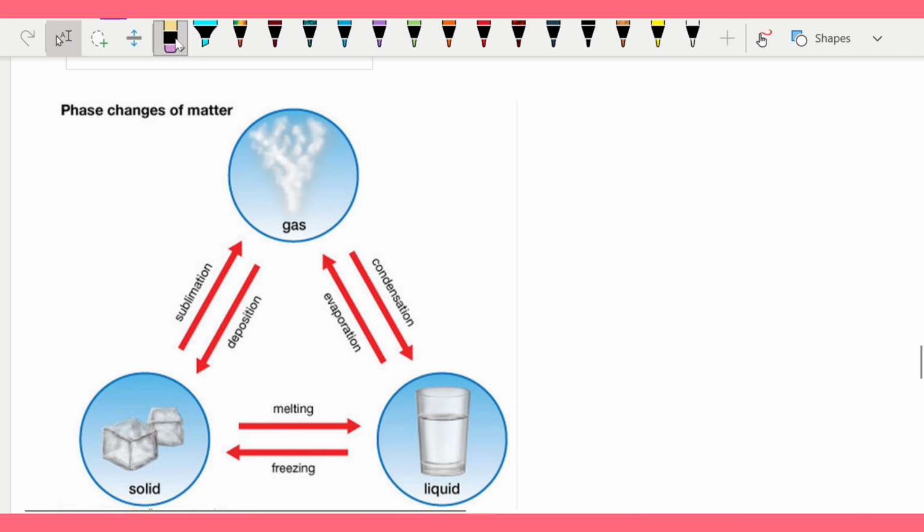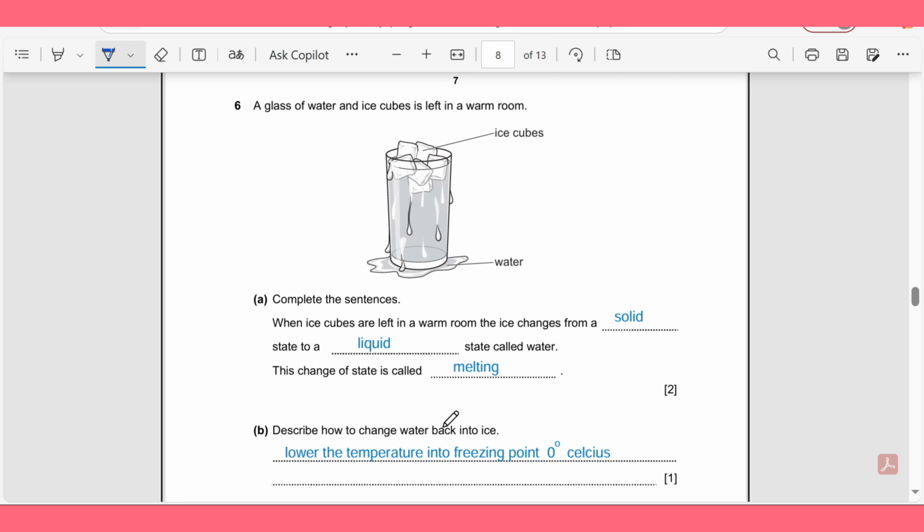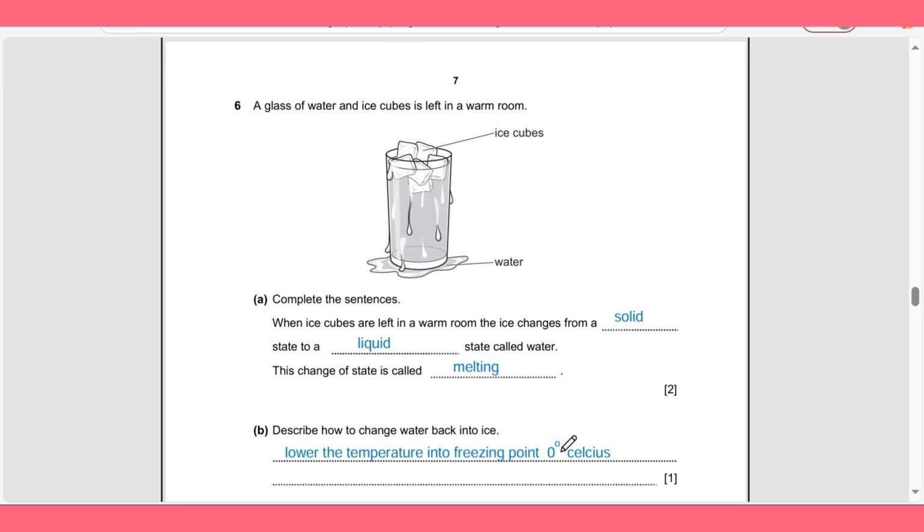So guys, this is the phase changes of matter. Here we see that solid ice melts into liquid water, and the reverse process is freezing, liquid into solid, water into ice. Now solid can also turn into gas in a process called sublimation, and gas can turn back into solid with a process called deposition, while liquid can turn into gas by evaporation, and the reverse process is called condensation. Okay, so lower the temperature to freezing point or below freezing point.